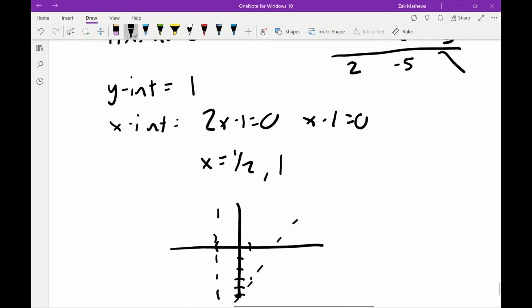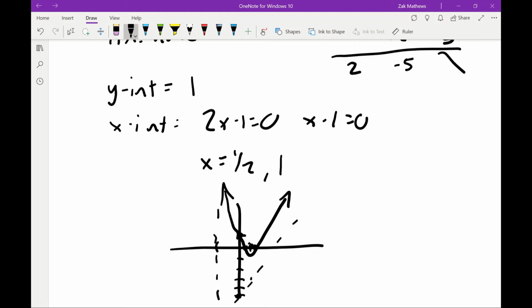I'll put my points on the graph. I had a y-intercept at 1. I had an x-intercept at 1/2. And I had another one at 1. And so very clearly I can see that this portion coming in, hitting the x-intercept, at some point turning around, it's crossed over the x-axis twice, so at 1/2 and 1.